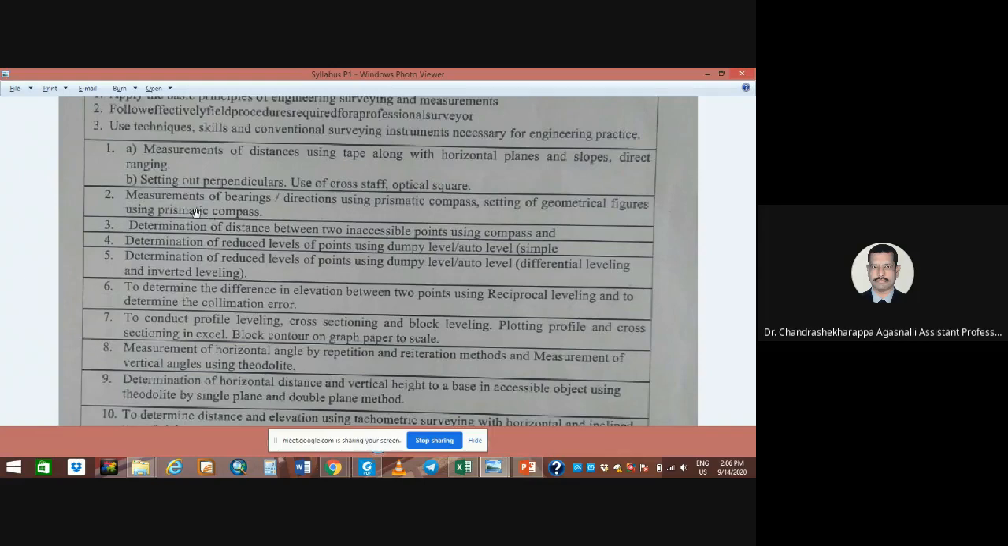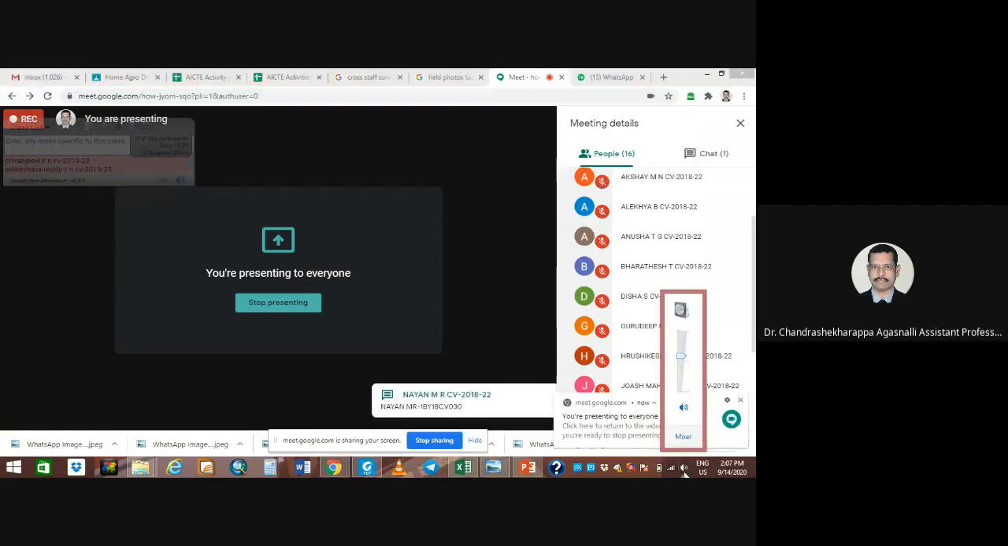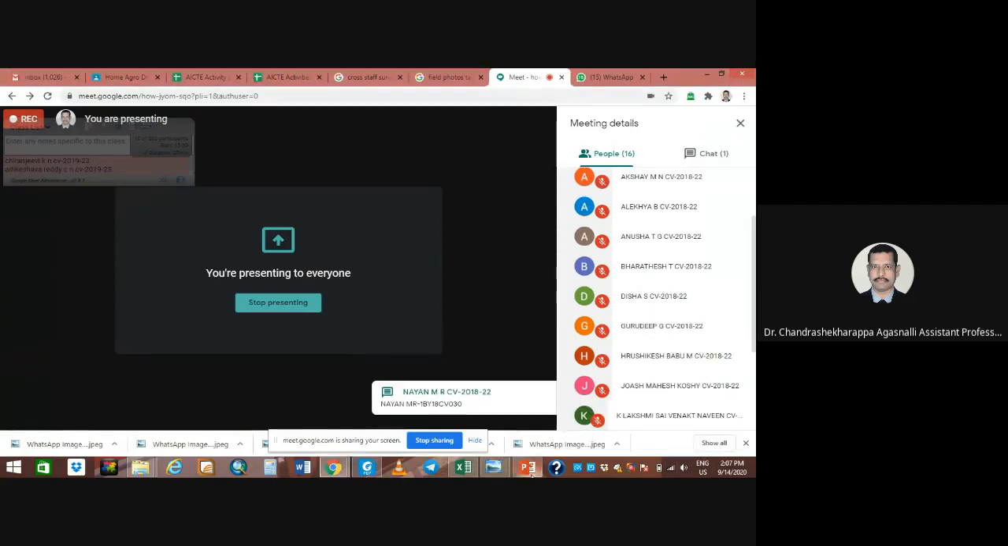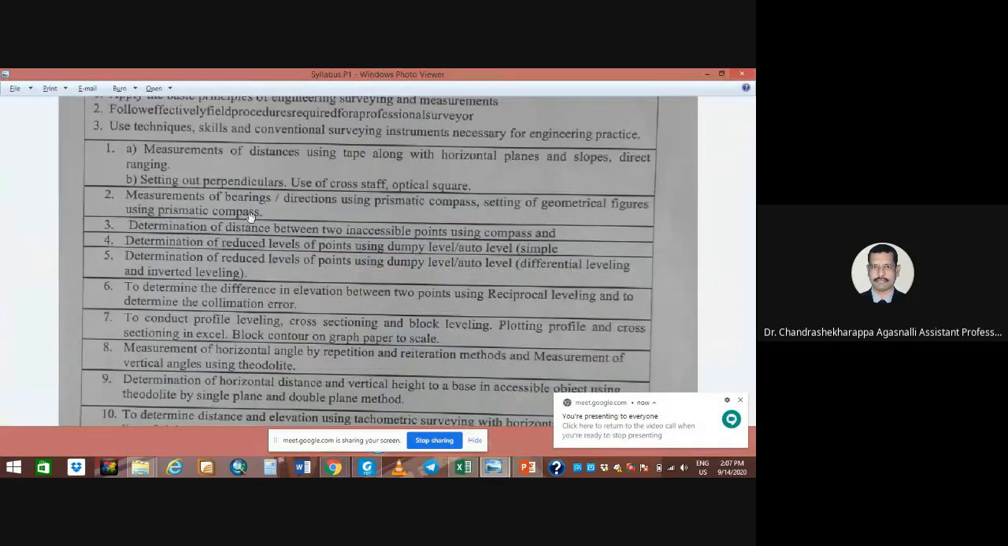So second is the measurement of bearings and directions using the prismatic compass, and also the geometrical figures using the prismatic compass. So in the first and second experiment, you are using the basic things, that's the tape, and also the crossstaff and optical squares. That is with the horizontal planes and also for the slope.